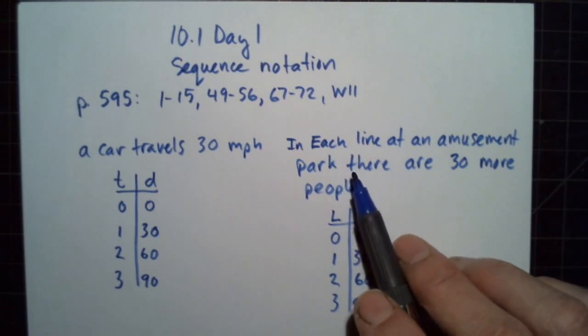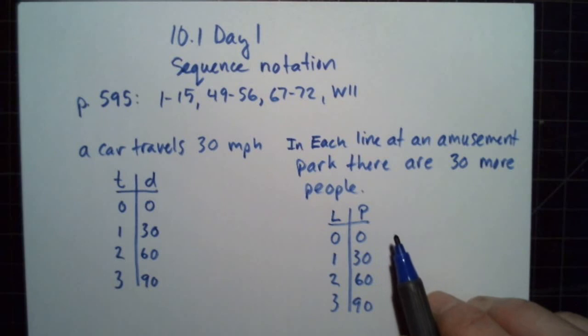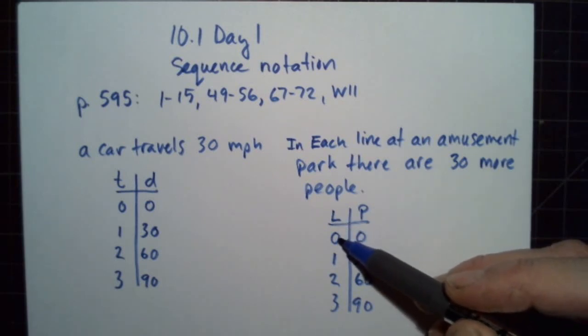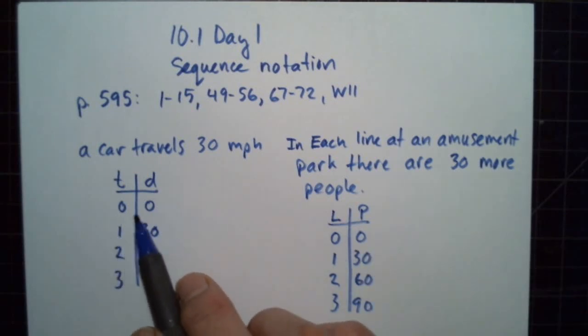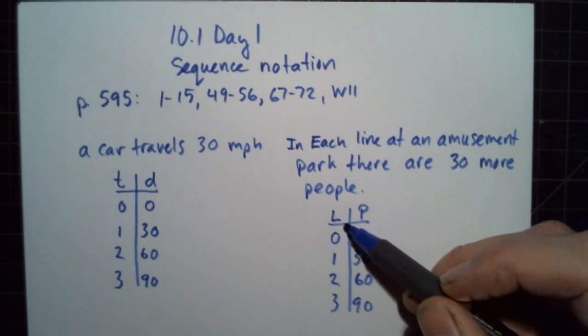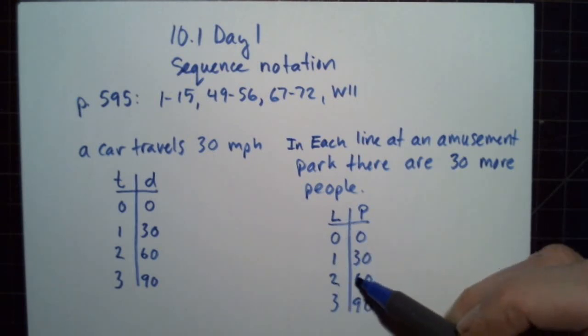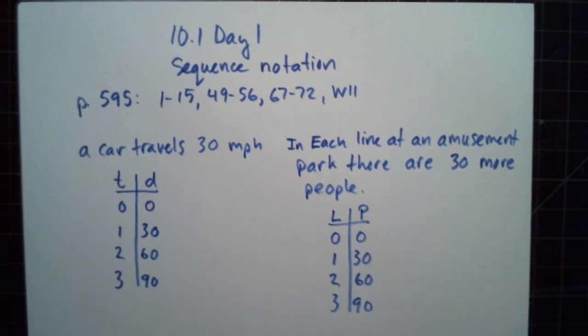If you go to an amusement park and every time you go to a new ride there's 30 more people in the line. So now line 0, well, we wouldn't really use this, but I'm just going to make it look like that, and just to compare. So here we have ride number 1 has 30 people, ride number 2 had 60 people, ride number 3 had 90 people in line.